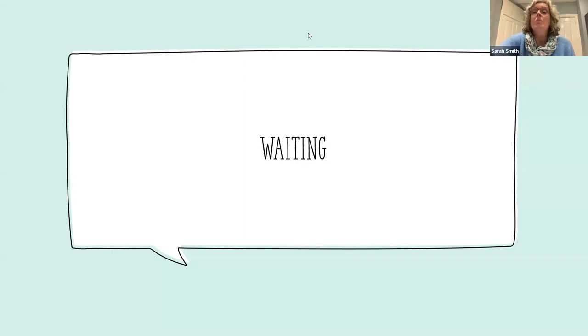I can't see anybody else's screens, so I don't know if anyone else has put their hands up or is trying to unmute themselves. I'll have a go, Sarah.